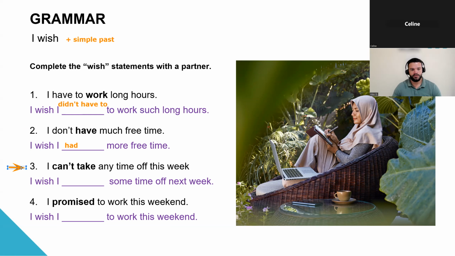Okay. All right. I'll do number 3. I can't take any time off this week. I wish I could. But we only changed one verb, Celine, just one verb. So I wish I could take. I wish I could take some time off next week.